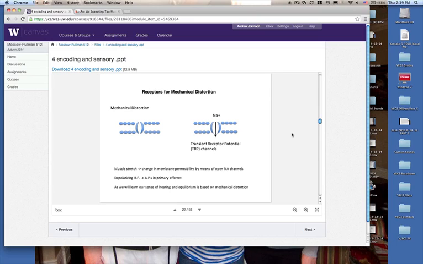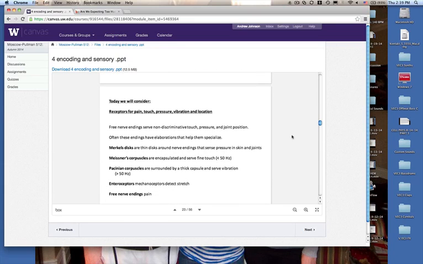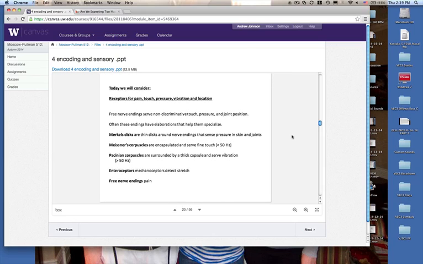Another type of TRP channel are the mechanical distortion channels. These are really simple. You just pull them open, and sodium moves through, or in some cases potassium moves through. So your receptors for mechanical distortion are TRP channels, so think of stretching. When you're stretching, you could be pulling these channels open, or you could be squishing them shut. So really, really simple here. So that was temperature and mechanical.